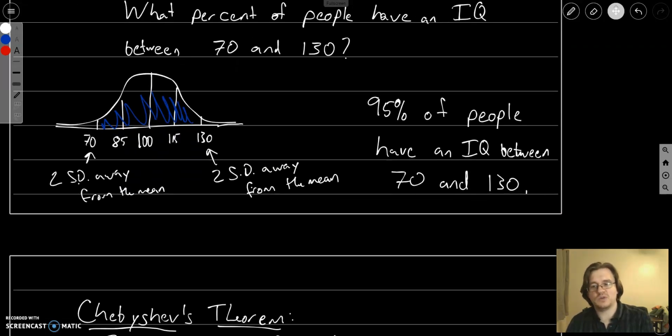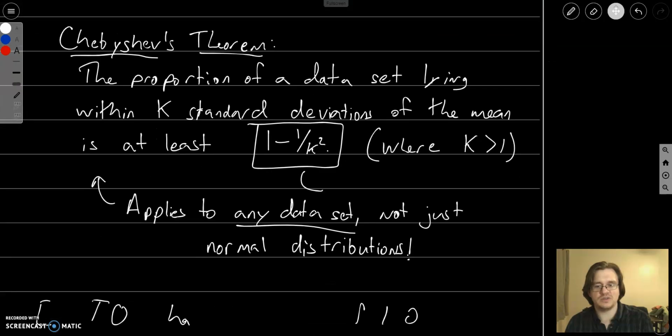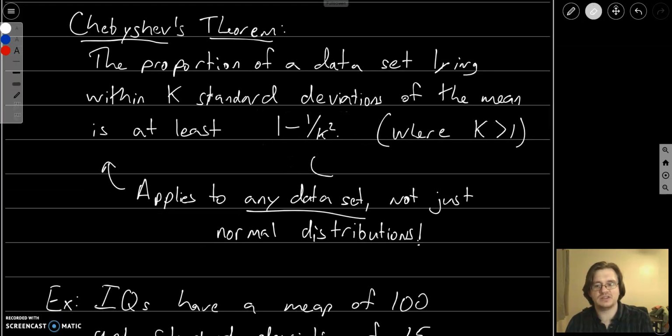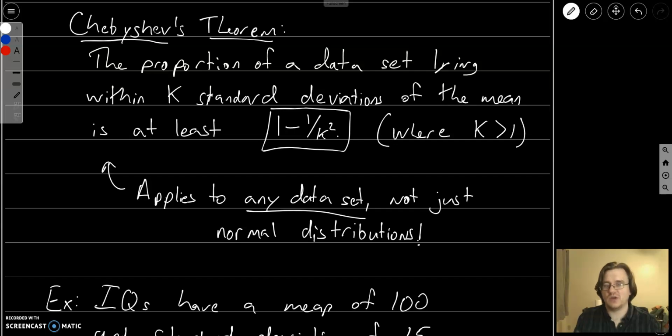Now, this is great when things are normally distributed, but when things aren't normally distributed, we can't say quite as much. So what we do is we'll rely on this nice result. This is Chebyshev's Theorem. And this says that the proportion of data, meaning the percent of data, lying within k standard deviations of the mean is at least this number. So this is a number that we can simply calculate. Now, this applies to any data set, not just normal distributions. When it is a normal distribution, we know a little bit more. Bell curves are very nice and are very well understood. If something isn't a normal distribution, if it doesn't satisfy the bell curve, we can still say something.